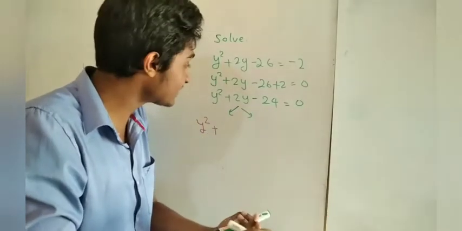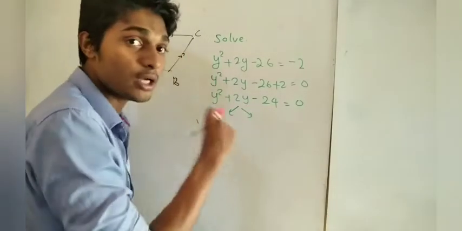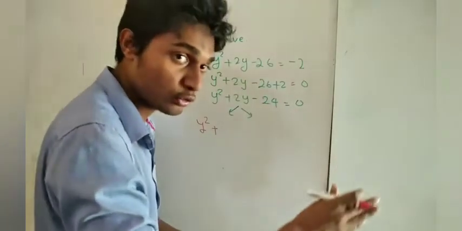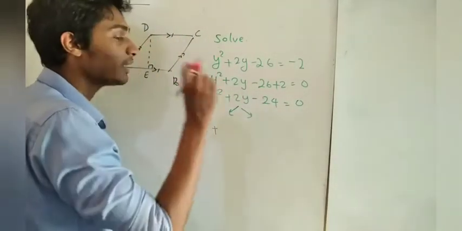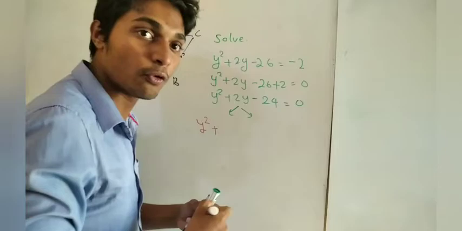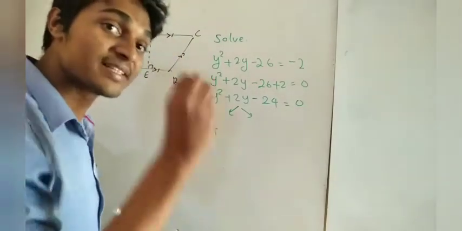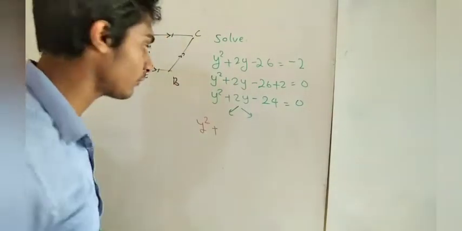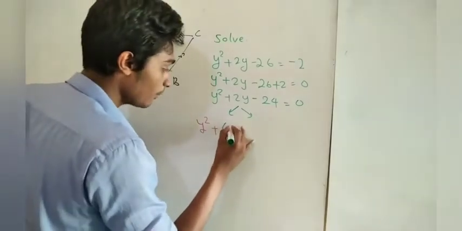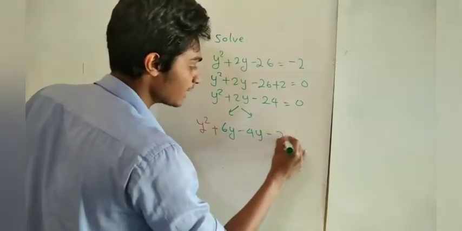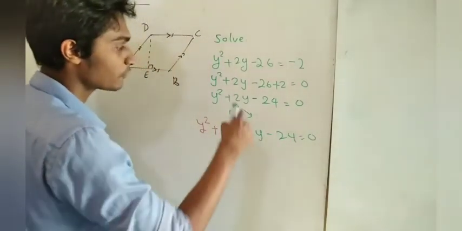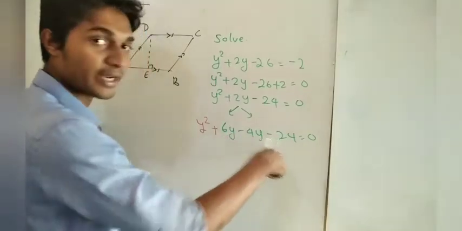Now think, 4 minus 6 is minus 2. Do we have minus 2 here? No, we don't have minus 2, we have plus 2. If that is the case, the best numbers are plus 6 and minus 4. So 6 minus 4 is plus 2, and 6 into minus 4 is minus 24. So I am going to select y squared plus 6y minus 4y minus 24, right? Look at this, 6 minus 4 is 2, 6 into minus 4 is minus 24.